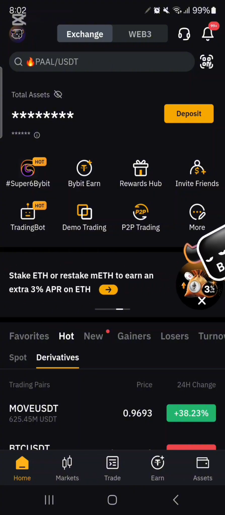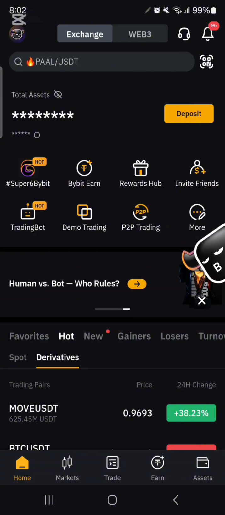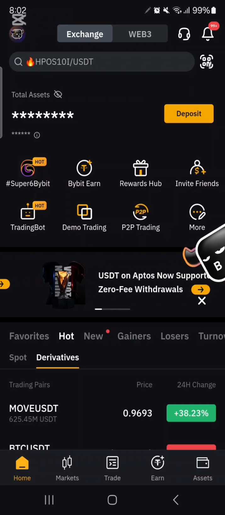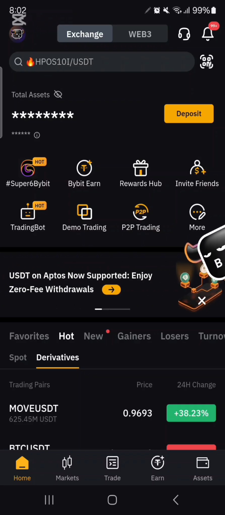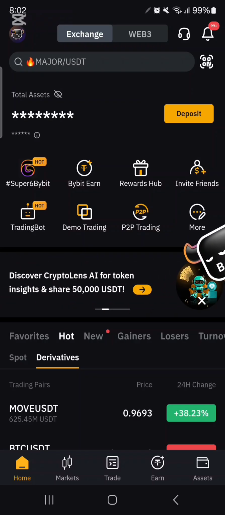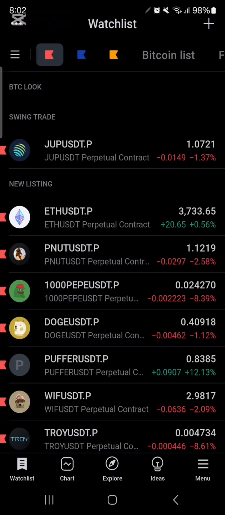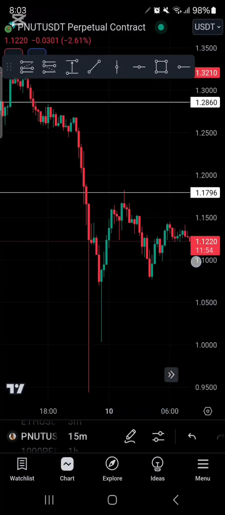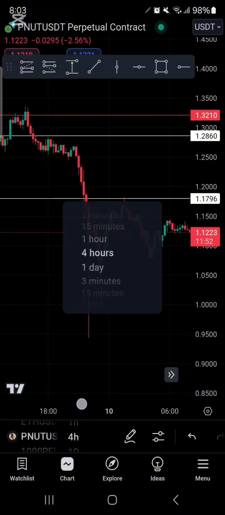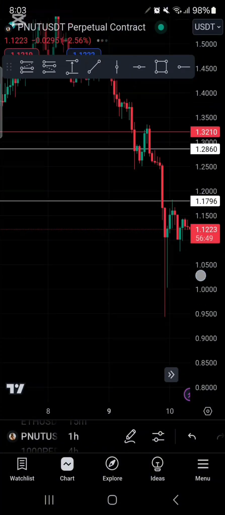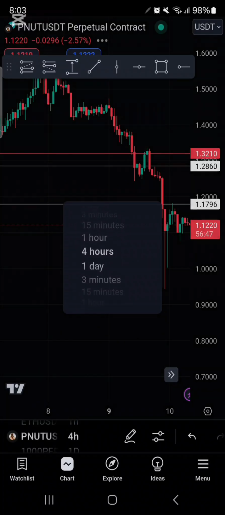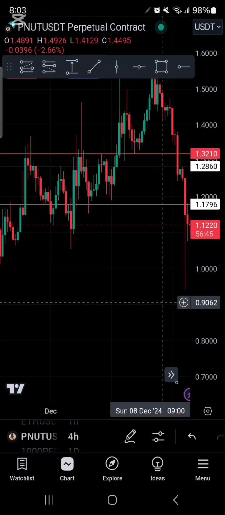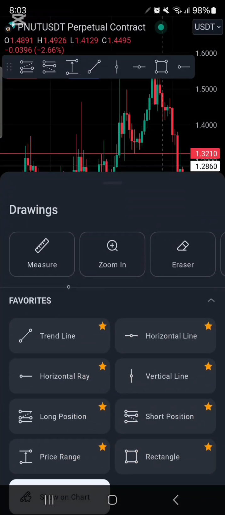On spot, you're expecting to buy a particular coin and wait a longer time for the coin to grow and make substantial profit. Let me give you examples. Let me take Peanut for example. For this particular coin, as you can see, the coin has really dropped. So let's go all the way to the higher time frame so we can understand what's really going on with the coin. Let's clear all these lines.